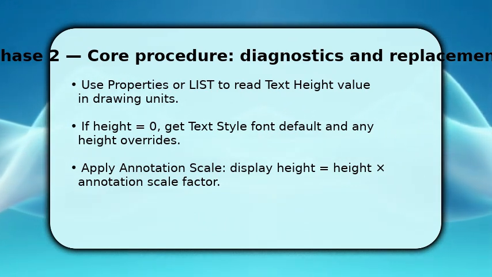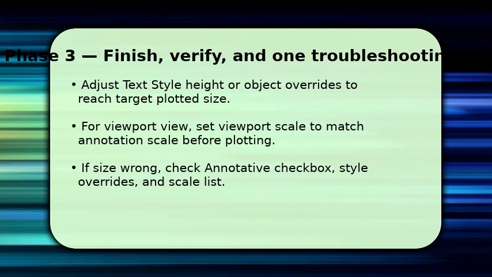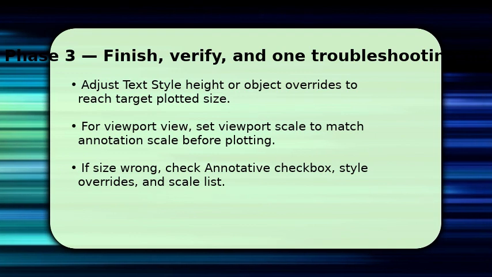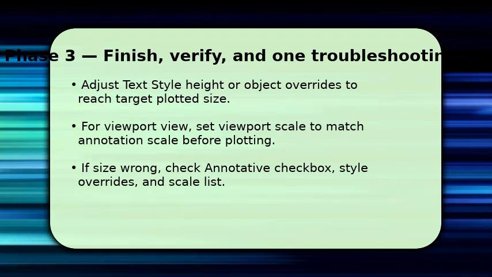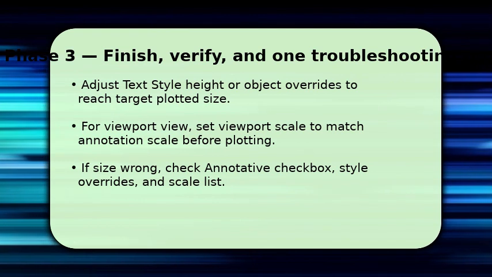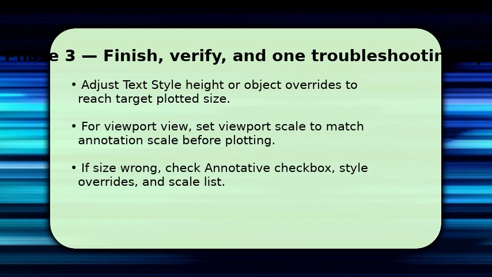To finish, set the text style height or use object-level overrides to achieve your target plotted size, and confirm viewport scale matches annotation scale so the text plots correctly. Make sure annotative objects have the correct scale in their scale list, otherwise AutoCAD will display unexpected sizes. If things go wrong, toggle the annotative property off and on to refresh, or use list to spot mismatched heights. This reveals whether a style or instance override is in effect.